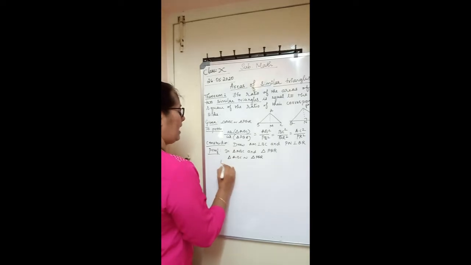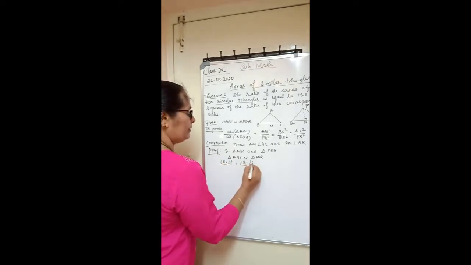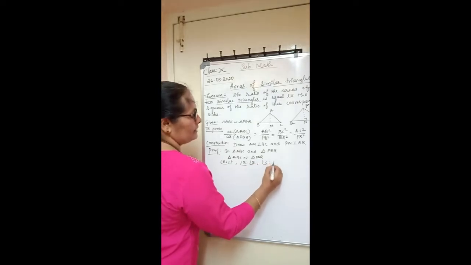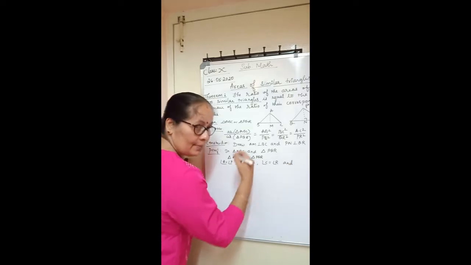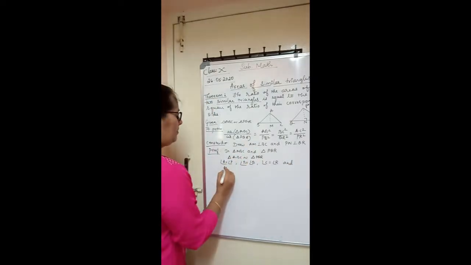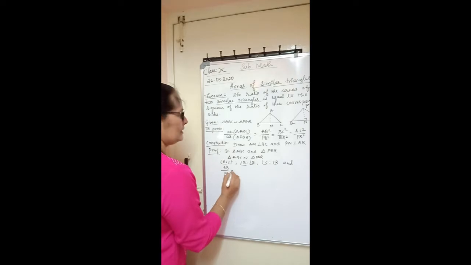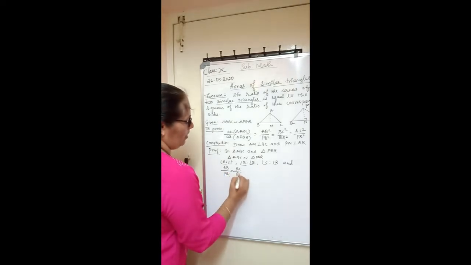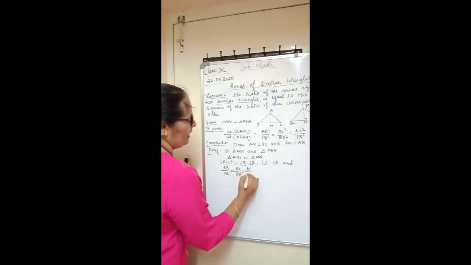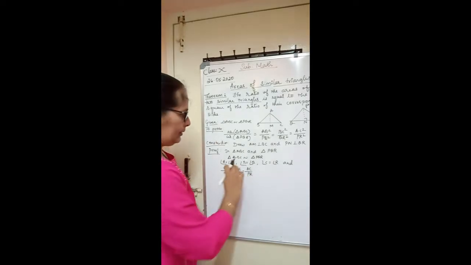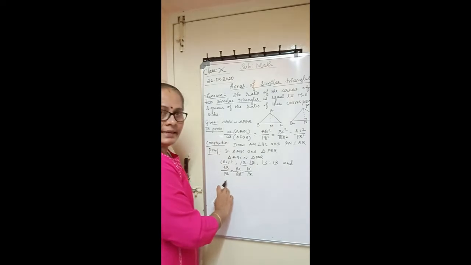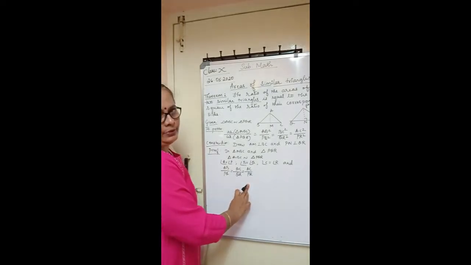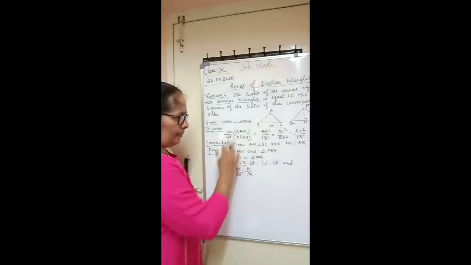So angle A equals P, angle B equals Q, and angle C equals R, and the sides are proportional, that is AB by PQ equals BC by QR equals AC by PR. When the two triangles are similar, their corresponding angles are equal as well as their corresponding sides are proportional. This is the one condition to prove this.